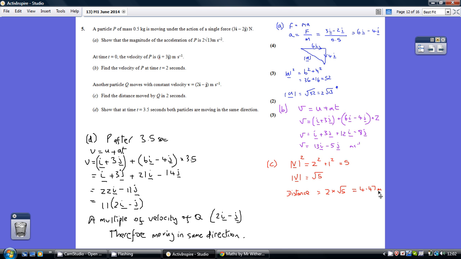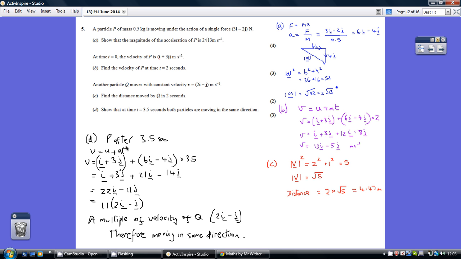Now for part D, we really want to show that both P and Q, the final vectors, are multiples of the same vector. Now I think it's best just to leave Q alone because that's just a single vector. So looking at P, we want to work out the vector for P after 3.5 seconds and show that it's a multiple of 2i minus j.